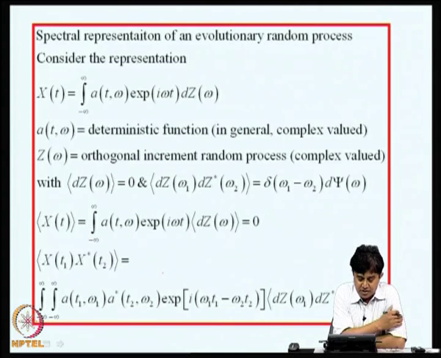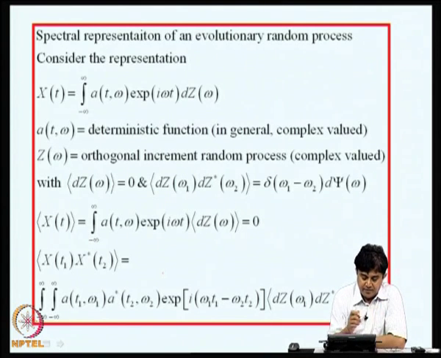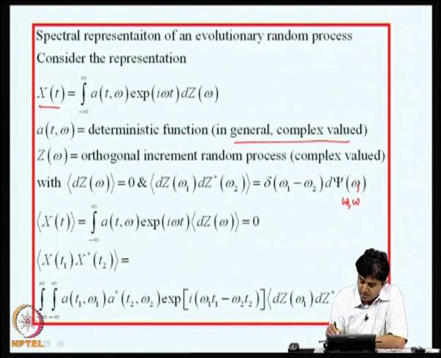We can generalize the notion of this evolutionary random process where the number of segments becomes very large and we need to develop certain alternative formulations. So, we consider now a kind of Fourier representation, but in terms of a Riemann-Stieltjes integral. We consider x of t to be the integral of a of t comma omega exponential i omega t dz of omega. This a of t comma omega is a deterministic function, in general complex valued, and z of omega is an orthogonal increment random process, which could be complex valued, with expected value of dz of omega being 0 and expected value of dz of omega 1 into dz star of omega 2 being the Dirac delta of omega 1 minus omega 2, so we can write this as d psi of omega 1 comma omega 2.